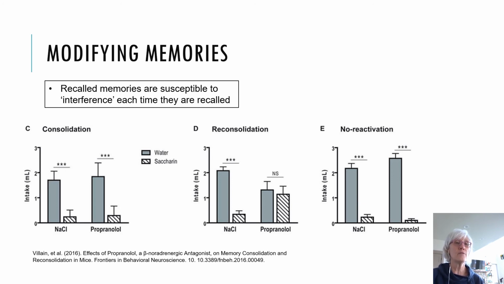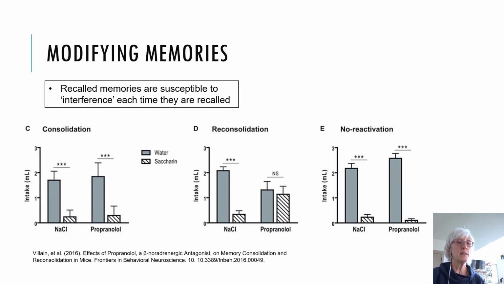These graphs come from a paper where mice were taught to like plain water rather than sugar water. So they had a preference for plain water, and that is shown in panel C, where that memory was consolidated. They have a higher preference, as measured by intake on the y-axis, for plain water, shown in the gray bars, over sugar water, shown in the hatched bars.